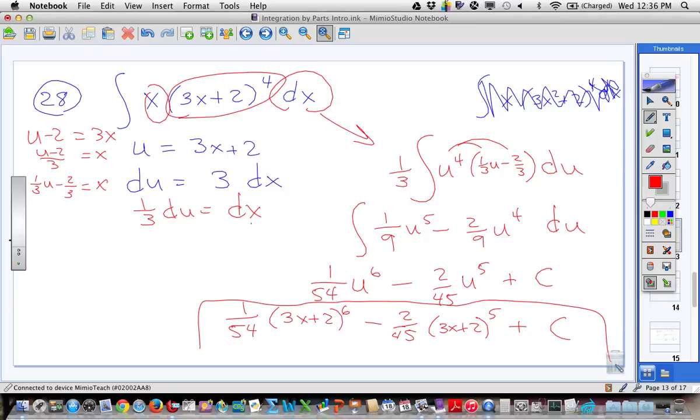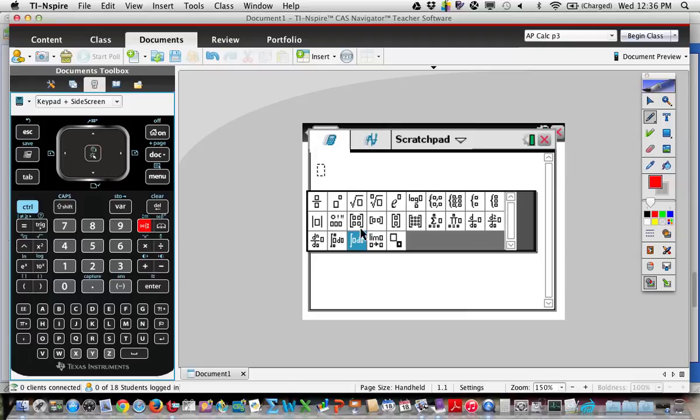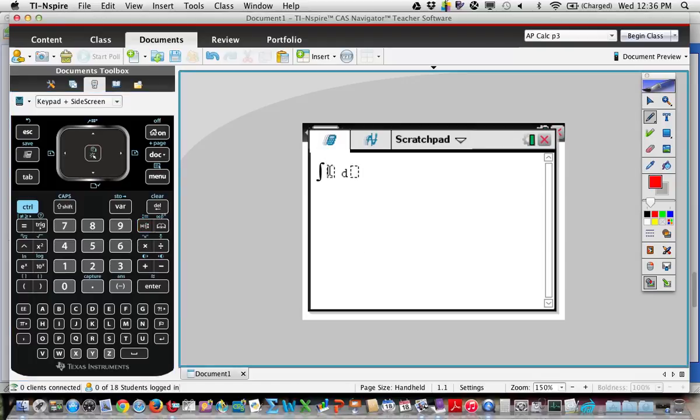So it will check your answers for you, so that's kind of nice. But if you're doing some in the book, how can you tell if you're doing them right? Well, you can type them on your calculator. So if we go to the calculator with this one, let's go ahead and type this one in. So we go to our integral symbol. We got x. I got to put a times sign there, otherwise it'll think those parentheses are a function. And then what was it? 3x plus 2 to the 4th. Is that what it was?